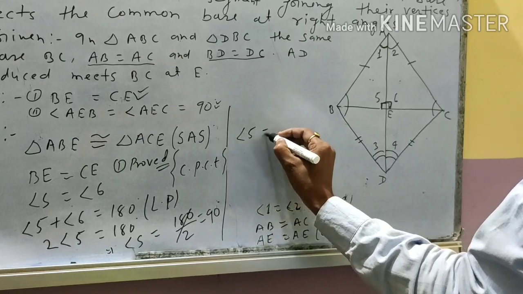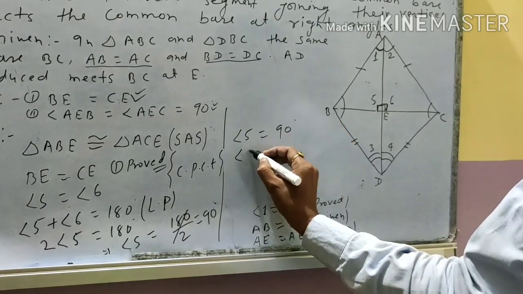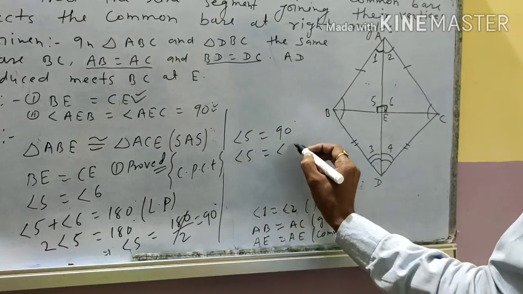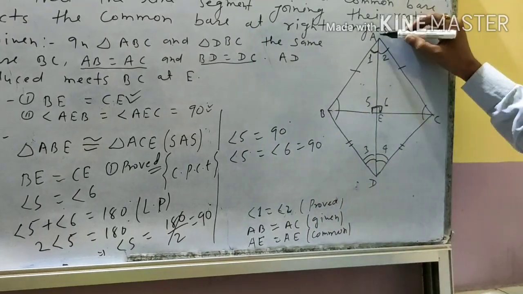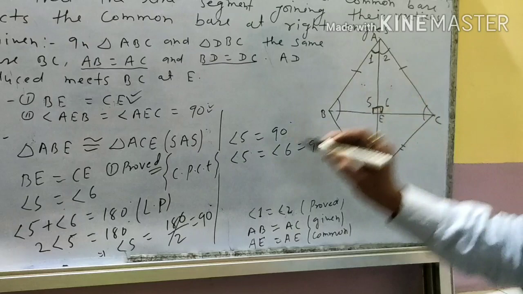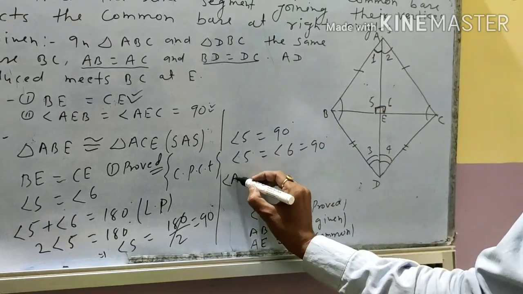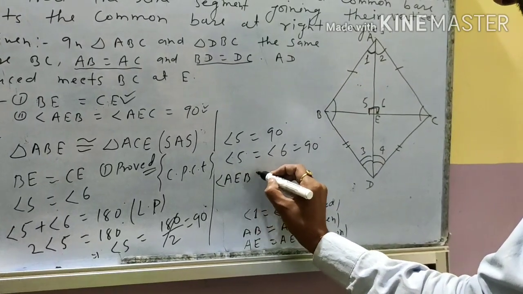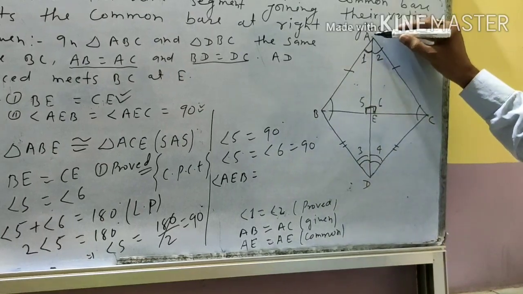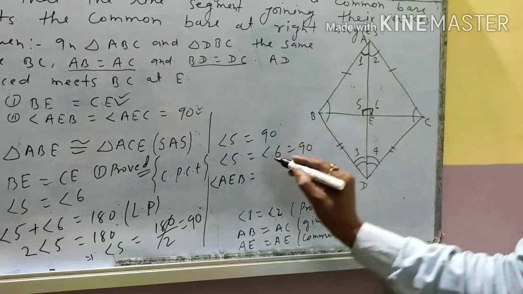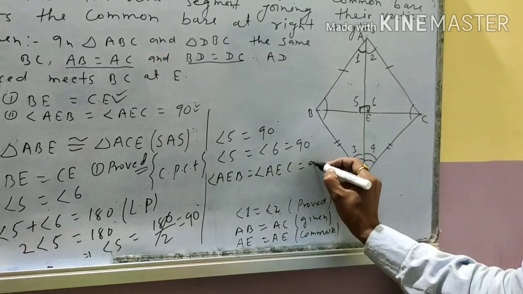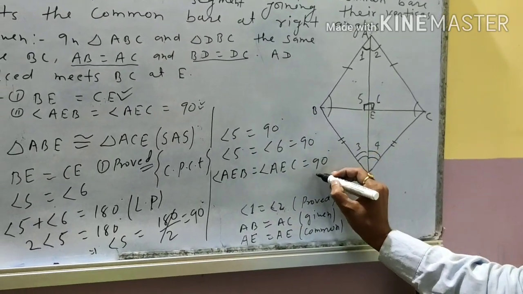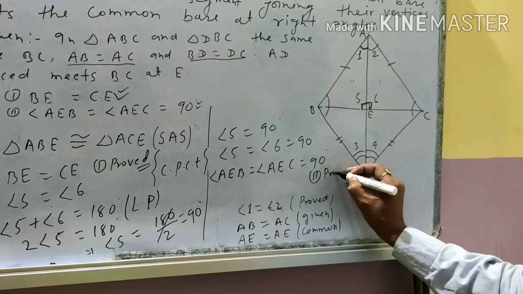Angle 5 is equal to 90 degrees. So angle 5 is equal to angle 6 is equal to 90 degrees. Angle 5 can be written as AEB, and angle 6 can be written as AEC. So here angle AEC is equal to 90 degrees. This is your second proof.